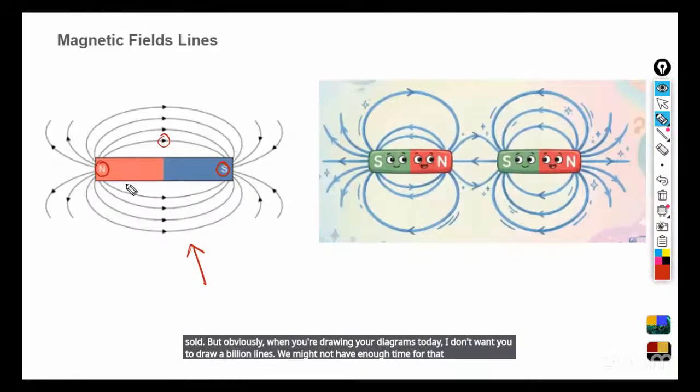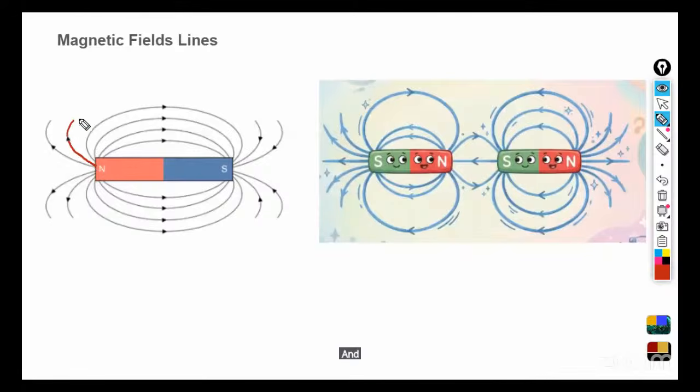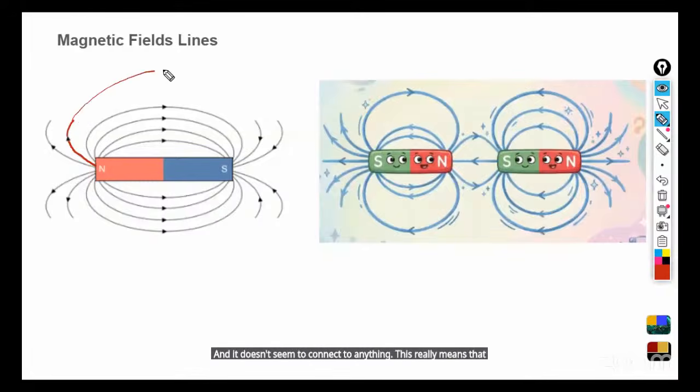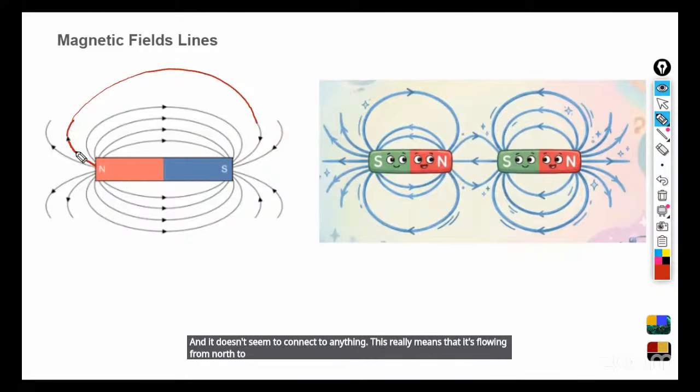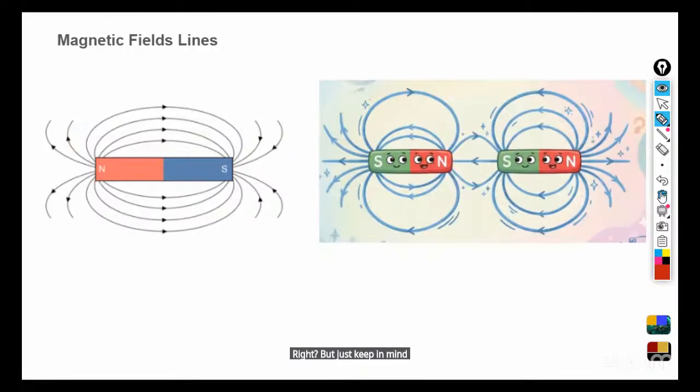All right. So, some of you are probably wondering what's going on with these broken lines. Like this line goes here, and it doesn't seem to connect to anything. This really means that it's flowing from north to the south. But it's so large that the loop is so large, it can't actually fit on the paper now, right? But just keep in mind, and just for introductory purposes, that magnetic field lines flow from north to south, all right?